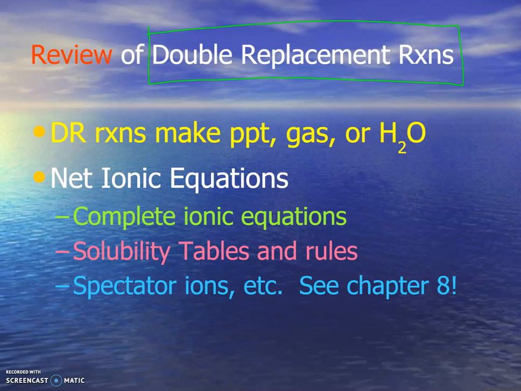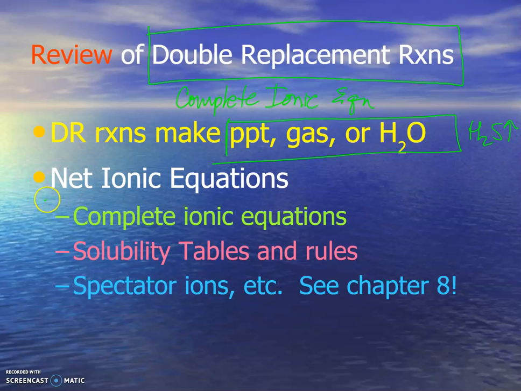Chapter 13 in the textbook is where they talk about the complete and net ionic equations for double replacement reactions. So the complete ionic equation is where we are going to break up anything that is aqueous into their ions and then leave anything that is a precipitate, a gas, or water molecule as is, and the gas is usually H2S gas.